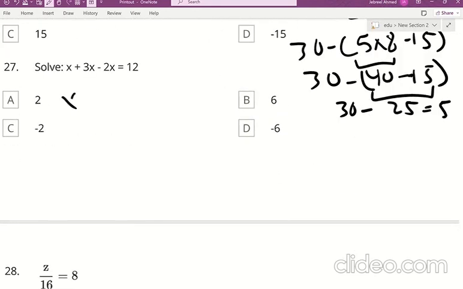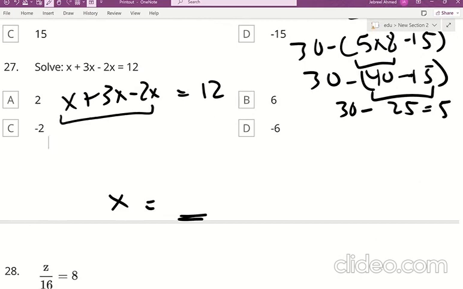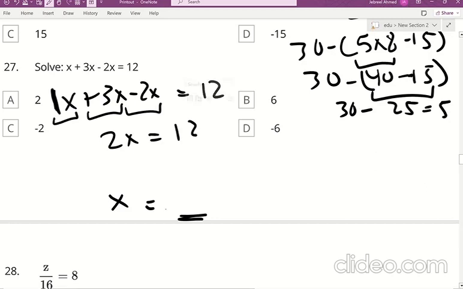27 is asking me to solve. So I have to get x in the bottom. It has to equal a number. So I'm going to combine these like terms. Before the x, there's always a 1 if there's no coefficient or no number. 1x plus 3x is 4x minus 2x is 2x. 2x equals 12. I divide by 2 to get x by itself. 12 divided by 2 is 6.